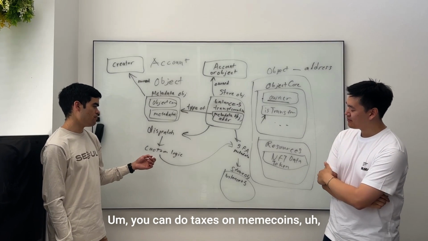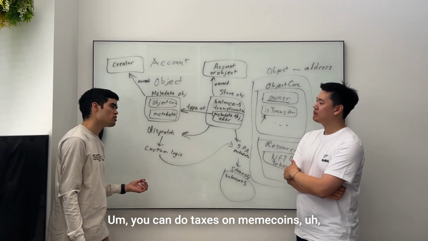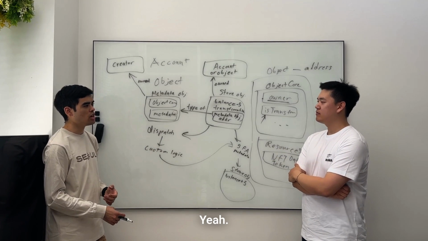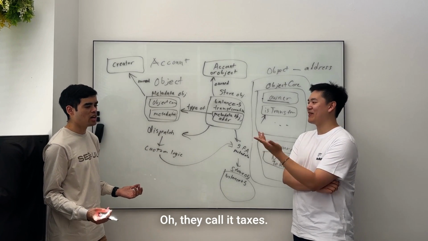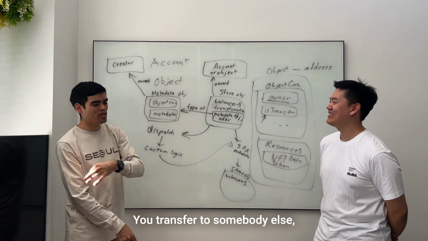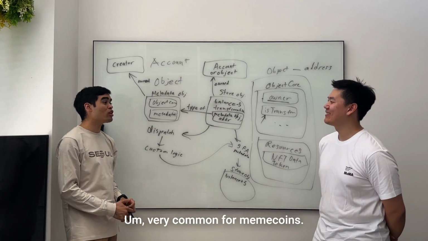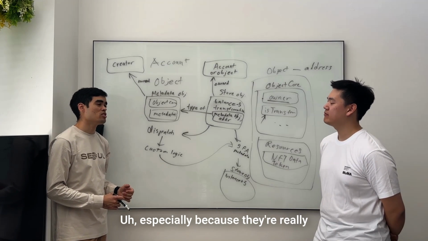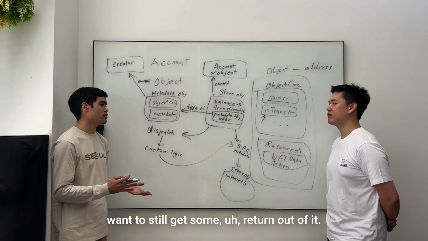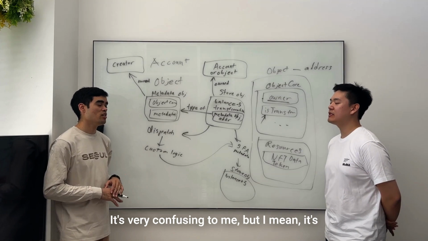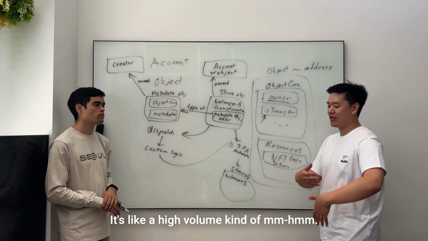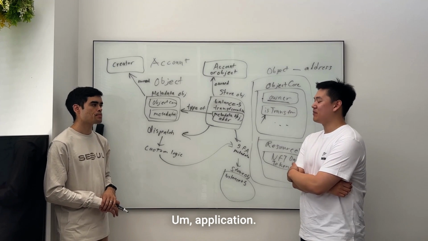Things like that. You can do taxes on meme coins. That was a common thing that people always asked for. Commissions, I assume. Commissions, yeah. They call it taxes. Oh, same thing. Okay. And basically, every time you transfer, you take some piece out of it. You transfer to somebody else, you take some piece out of it. Very common for meme coins, especially because they're really about incentivizing trading, but they want to still get some return out of it. It's very confusing to me, but. I mean, it's a great way to monetize your app, right? Yeah. Taking some commissions per transaction. It's like a high volume kind of application.